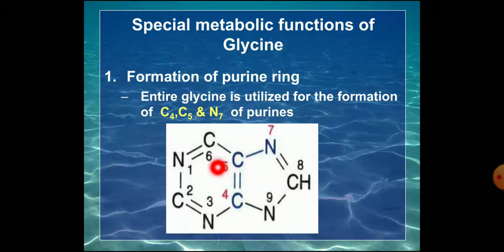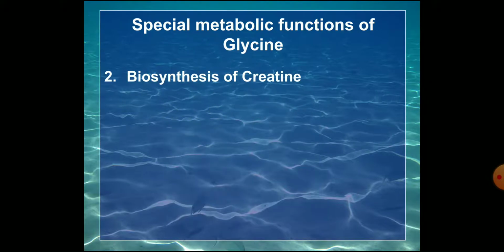See, numbering of the purine ring is like this: 1, 2, 3, 4, 5, 6, N7, C8 and N9. So here carbon number 4, carbon number 5 and the nitrogen 7 is from the glycine. So you can mark these C4, C5 and N7 and write there it is from the glycine. So the whole of the glycine is utilized for the formation of the purine base.